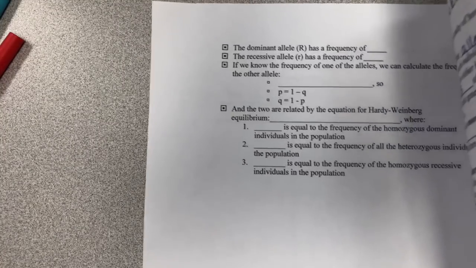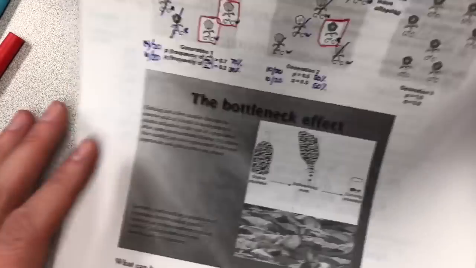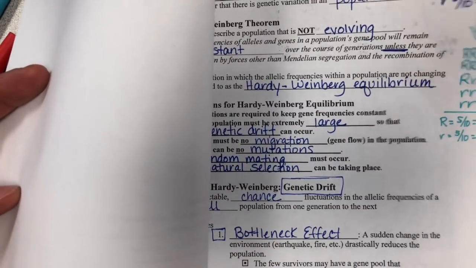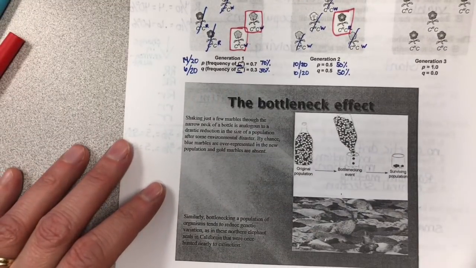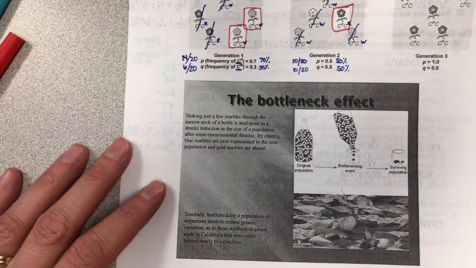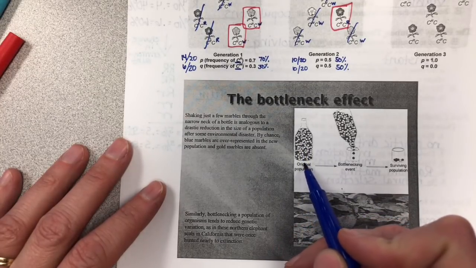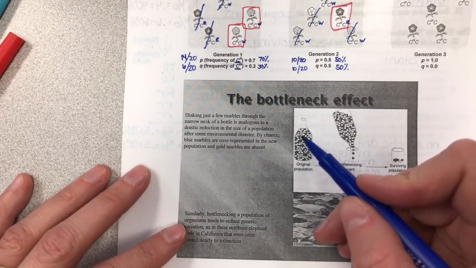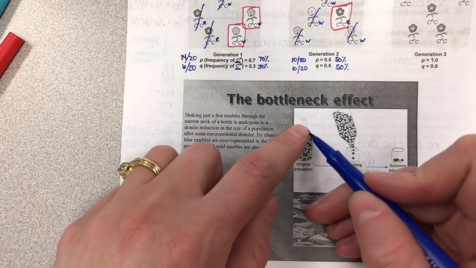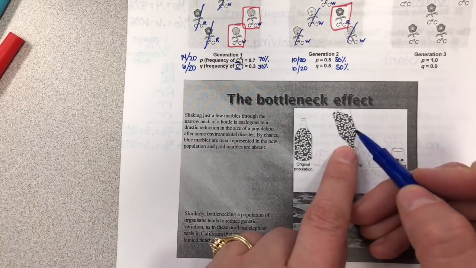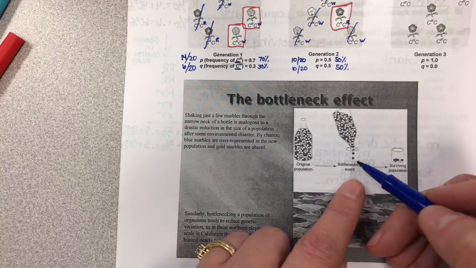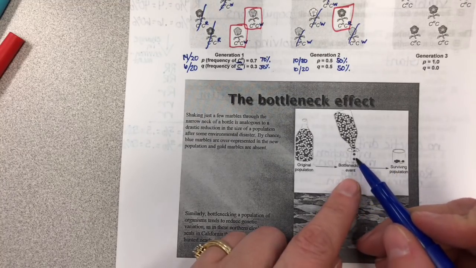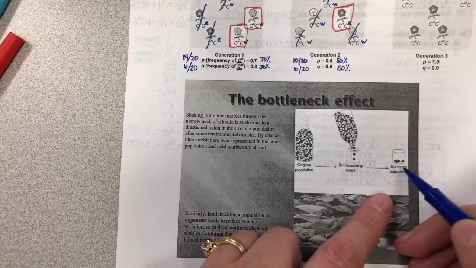I forgot to mention the reason why they call this the bottleneck effect. It's random, like an earthquake or something like that kills off organisms randomly. So if this is your original population with different colored marbles, let's say we have black and white marbles in here, and the bottleneck goes skinnier towards the top, and you turn it over and shake a few marbles out, then you only get a small, random sampling of the population.